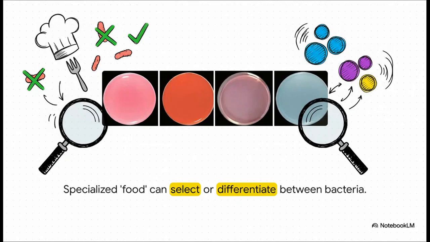So, how do we do that? We give them food. And not just any food. These are different types of culture media, and you can think of them as specialized diets. Some are selective, meaning they have ingredients that only let certain bacteria grow, kind of like a secret password. Others are differential, which means they'll make different bacteria turn different colors, giving us even more clues.